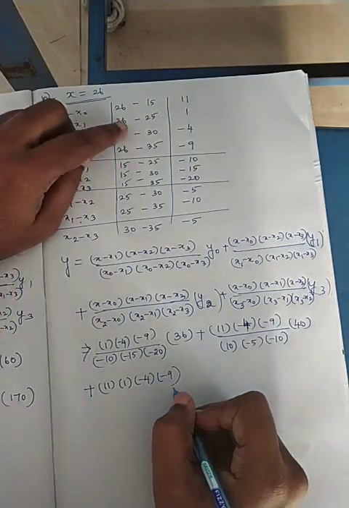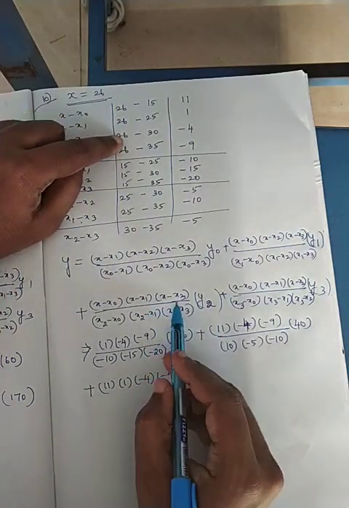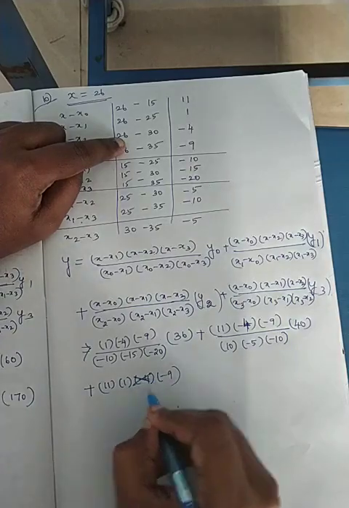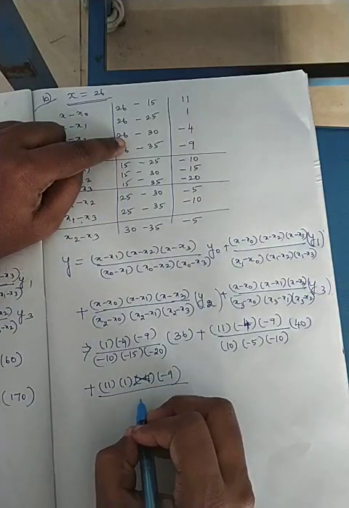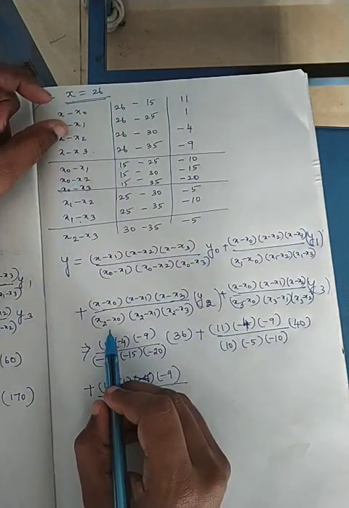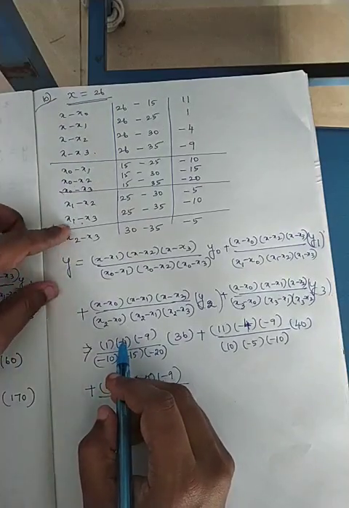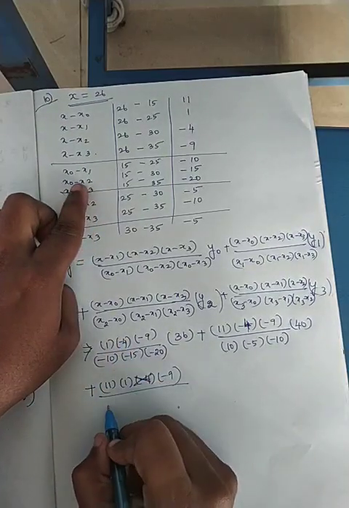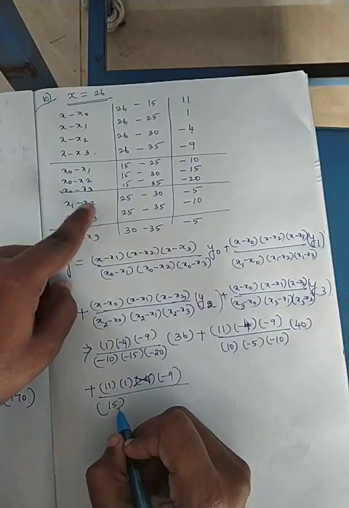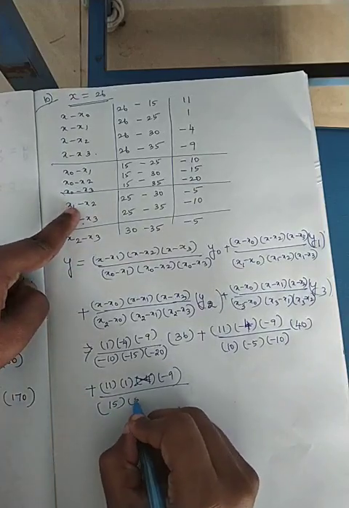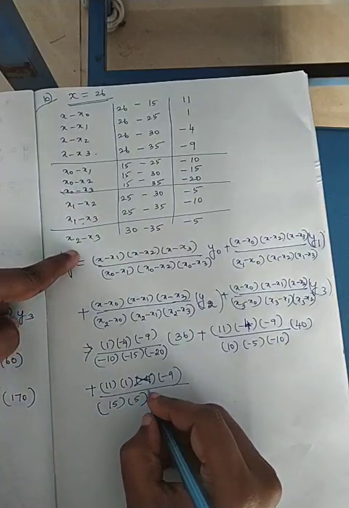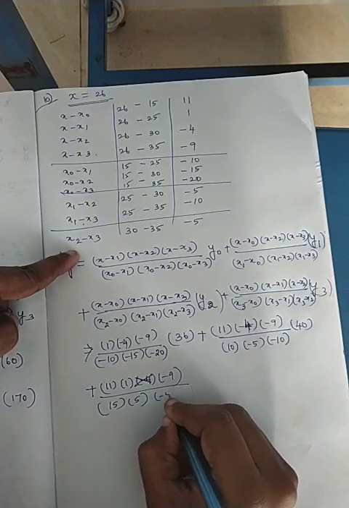I should not have x minus x2, right? So x minus x2, so this minus 4 will not come. Divided by, I should have only 3 terms. x2 minus x0 will become 15. Then x2 minus x1 will become 5. Then x2 minus x3 is equal to minus 5.